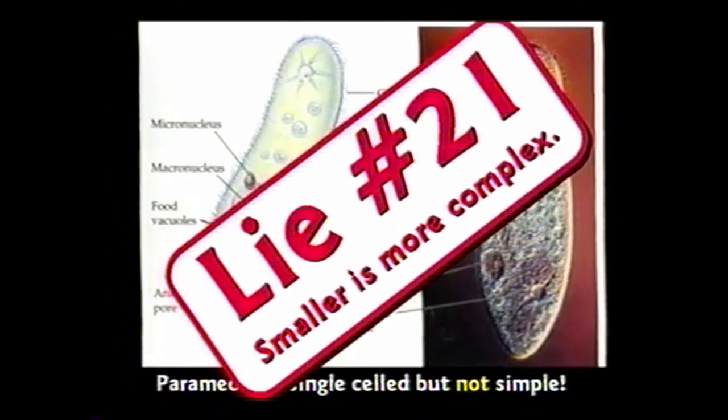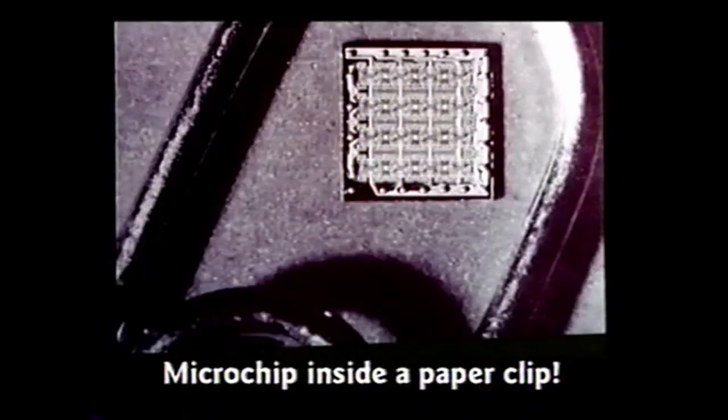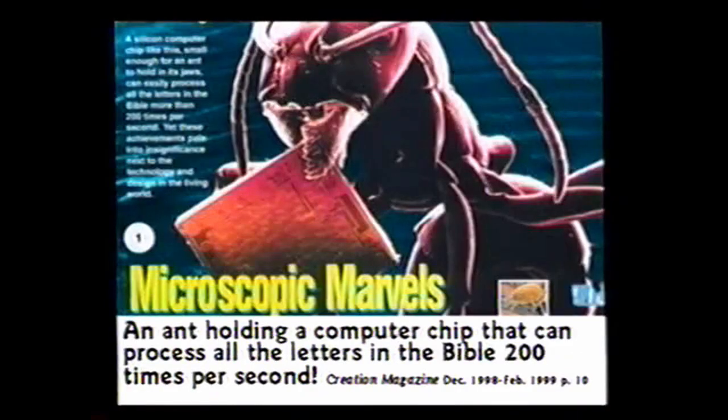That's simply not true. Here's a microchip inside a paper clip. That's not simple, that's complicated. Matter of fact, here's an ant holding a microchip. This microchip in the ant's mouth is capable of processing every letter of the Bible 200 times in 1 second. Smaller is more complicated. I'll show you.